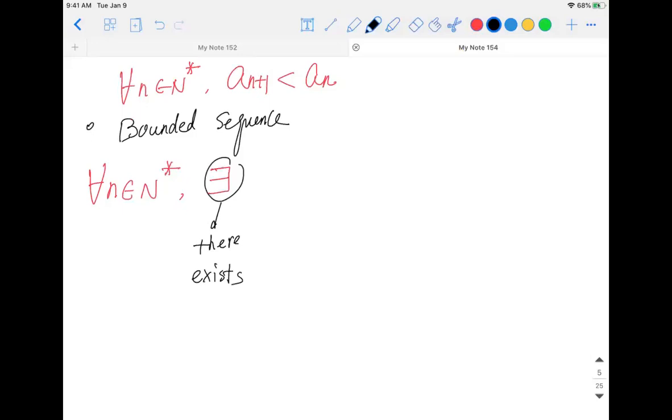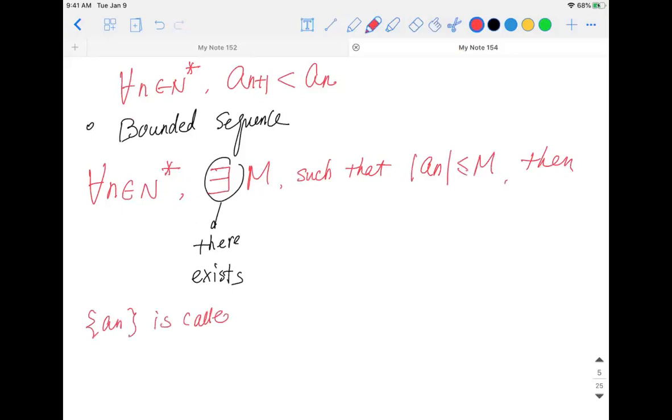There exists, again, nothing but a denotation. There exists M such that the absolute value of a_n is lesser or equal to M. Then a_n is called a bounded sequence.